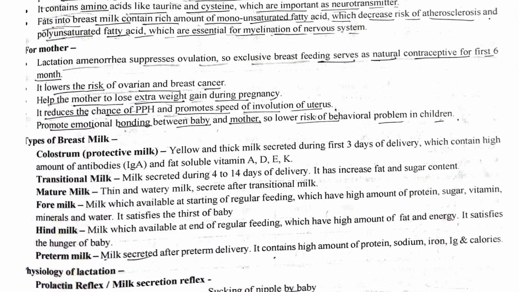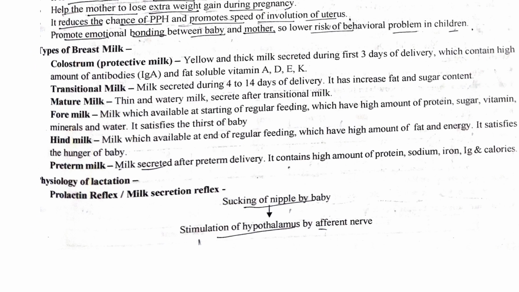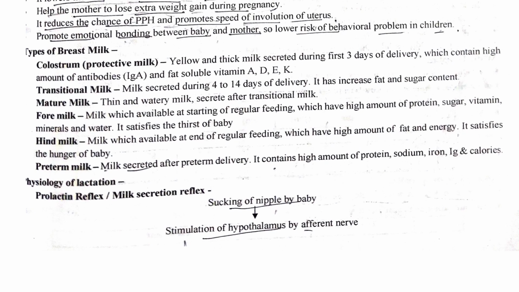First is colostrum. Colostrum is a protective milk, yellow and thick, secreted during the first 3 days of delivery, which contains a high amount of antibodies IgA and fat-soluble vitamins A, D, E, and K. Transitional milk is secreted during 4 to 14 days of delivery. It has increased fat and sugar content. Mature milk is thin and watery, secreted after transitional milk.